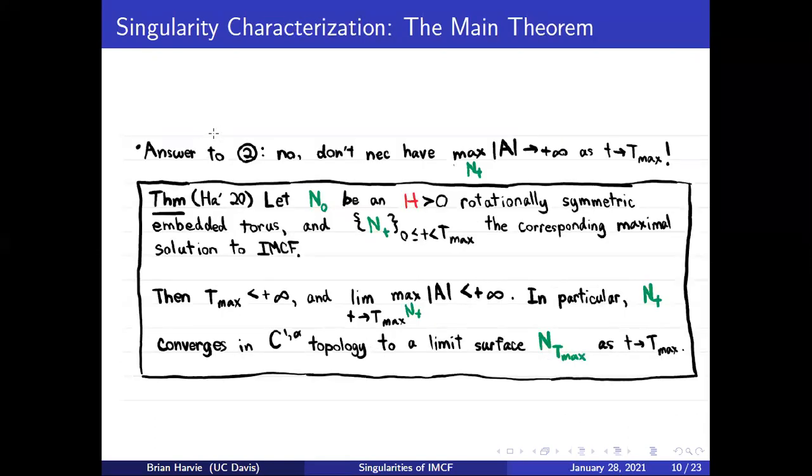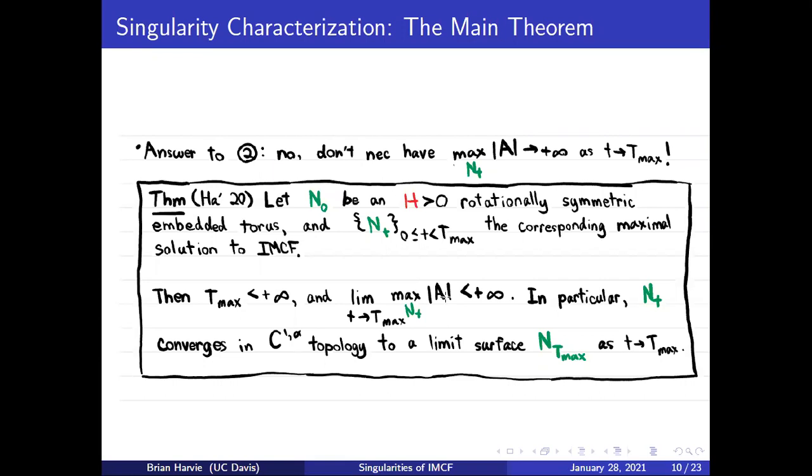Now, what about the answer to 2? The answer is that you don't necessarily have blow up in the total curvature near the singular time. This is true for the torus that I showed you earlier, but it actually turns out that it's true for any rotationally symmetric embedded torus. So if you take a mean convex rotationally symmetric embedded torus, I verified first that you do get a finite time singularity, but then I also showed that the total curvature is bounded near the singularity.